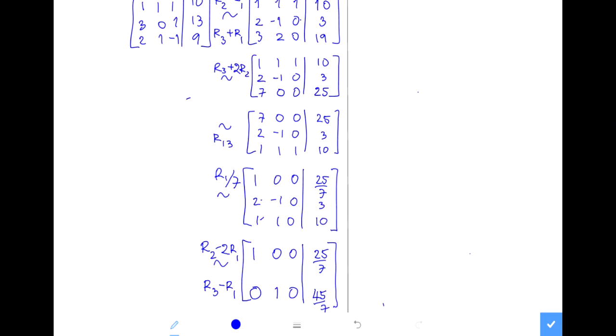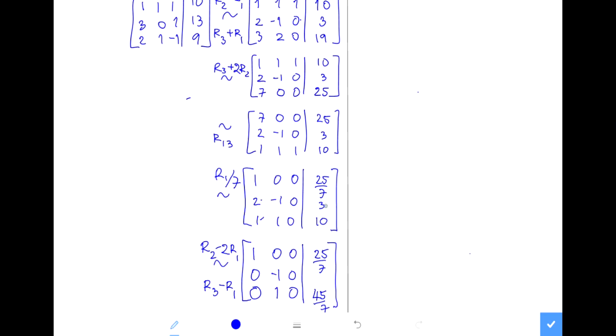So go for it, okay? 2 minus 2 times that is 0. Negative 1 minus 2 times that is the same thing. It doesn't change anything, right? 0 minus 2 times 0 doesn't change anything. 3 minus that, 2 times will be 50.